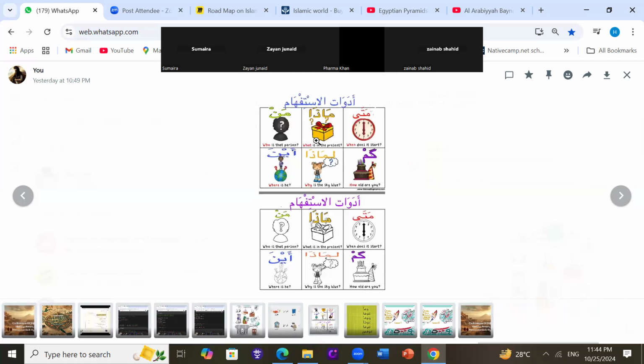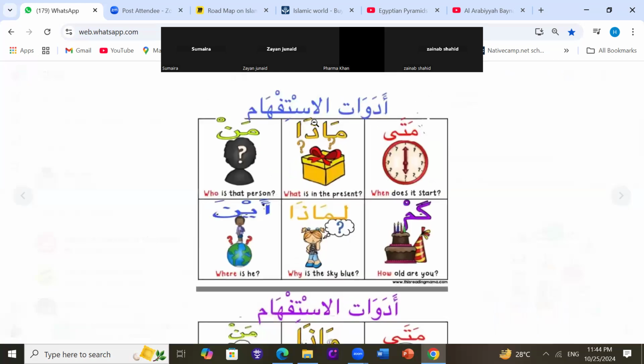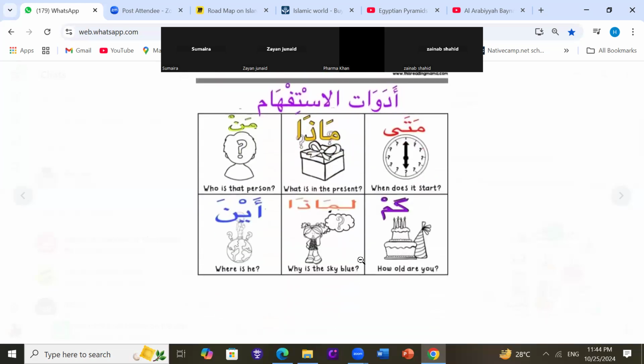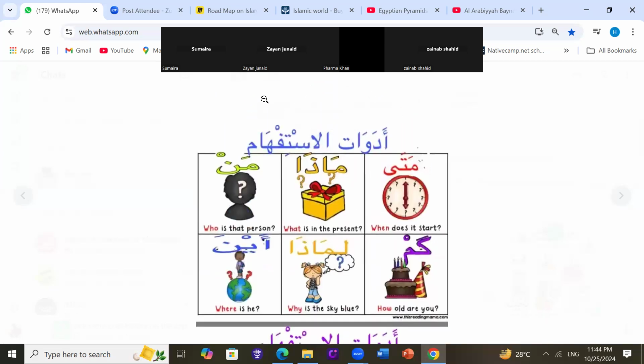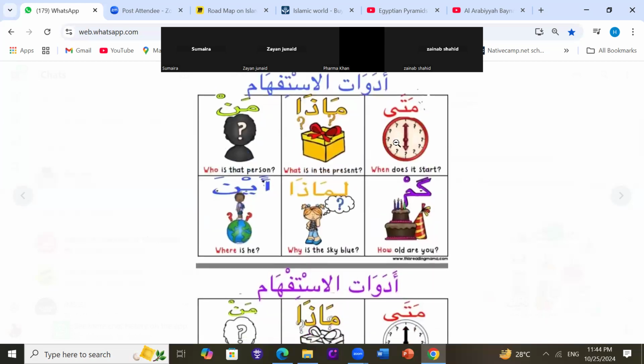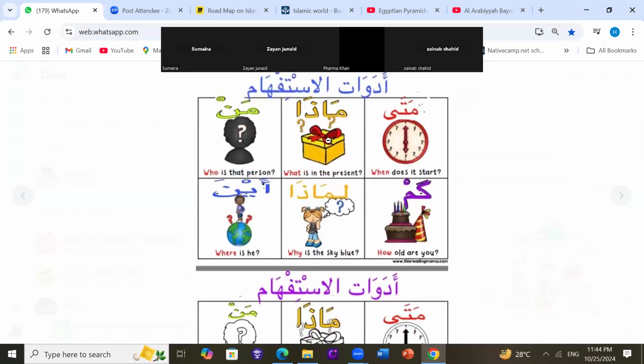These are adawatul istifham. We use WH questions. So all of the WH questions are given here, and they are called in Arabic adawatul istifham. These three pictures I will share. One is for an exercise, and you have to do that exercise with the help of these pictures.